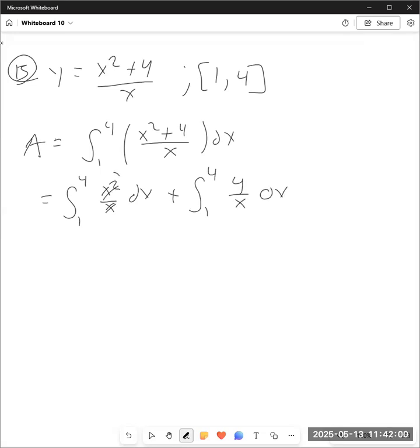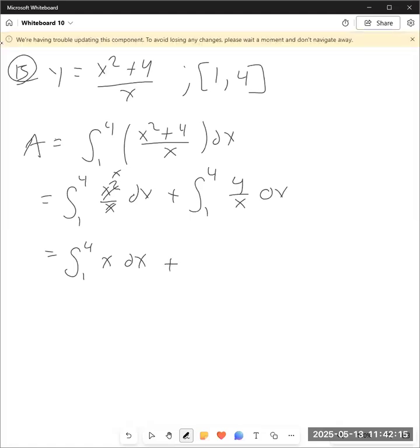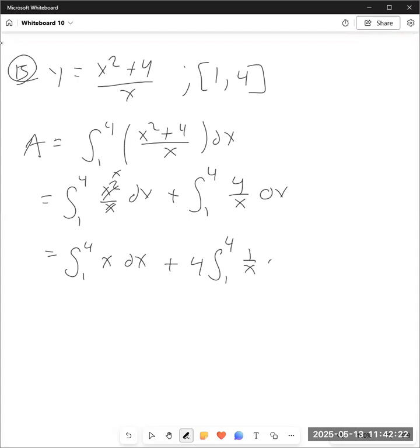x goes into x squared x times. x can't be 0. 0 is not in the interval, so I'm in good shape. The integral from 1 to 4 of x dx plus, 0 is not in this interval either, so we're in good shape, the integral from 1 to 4 of 4 over x dx.